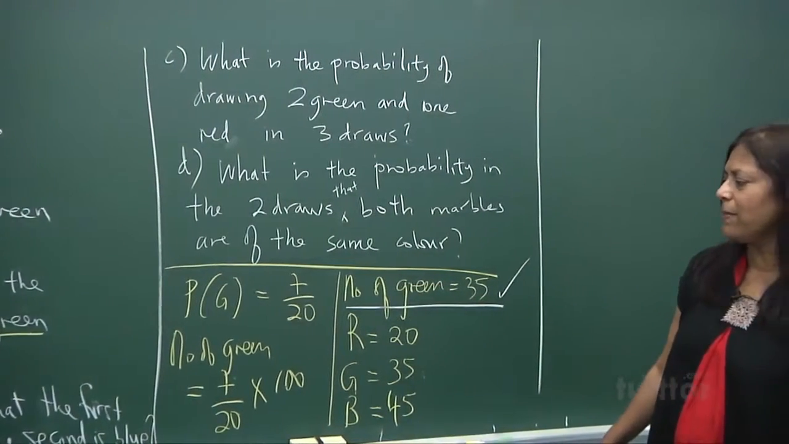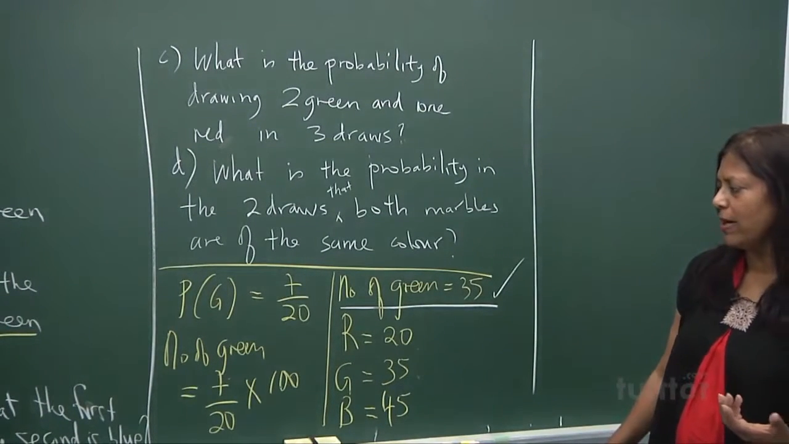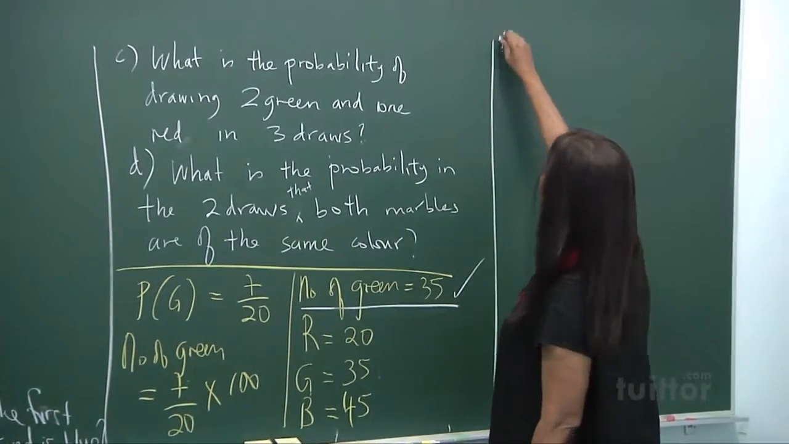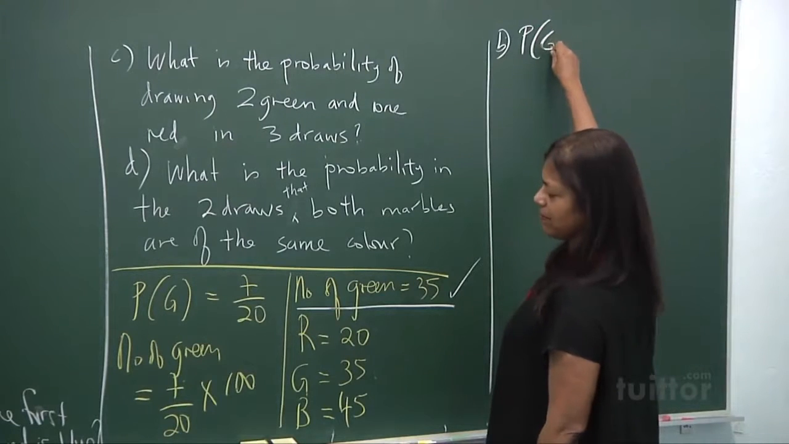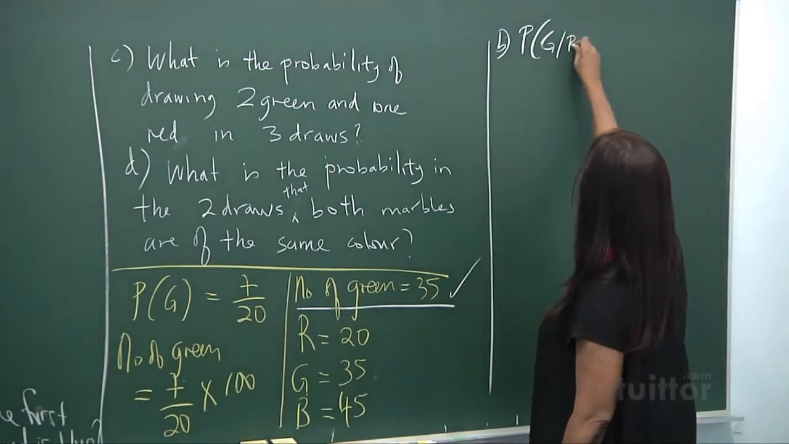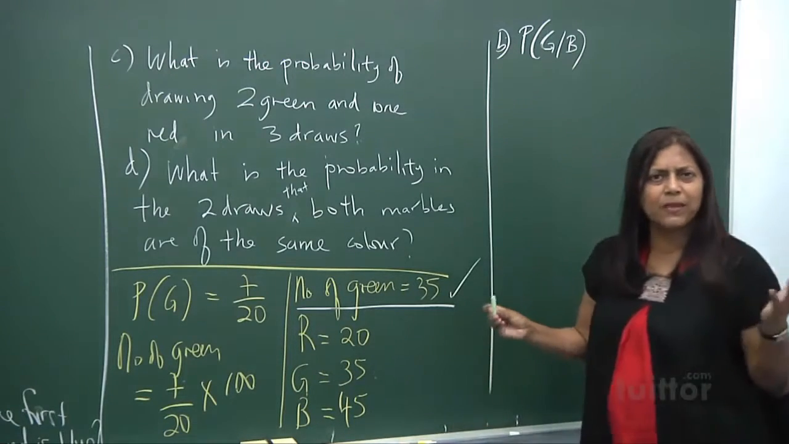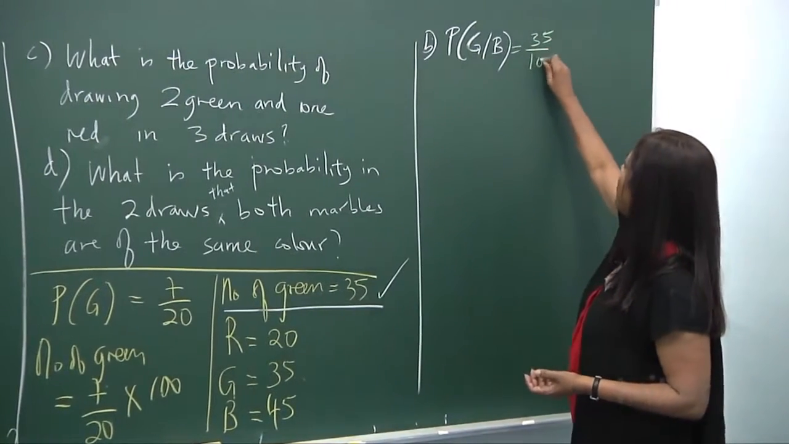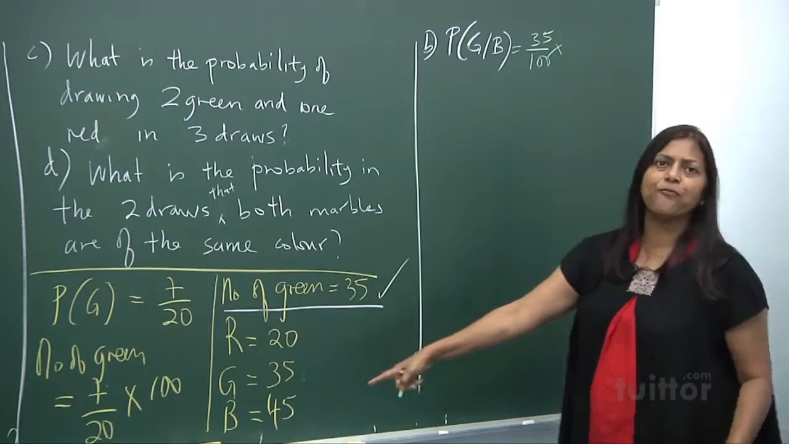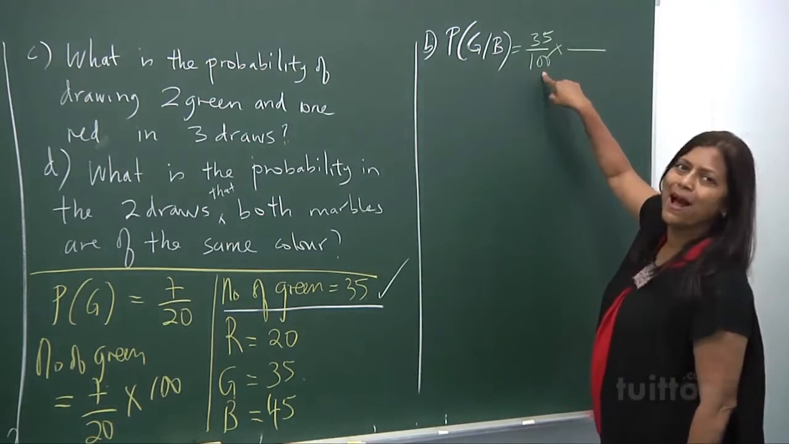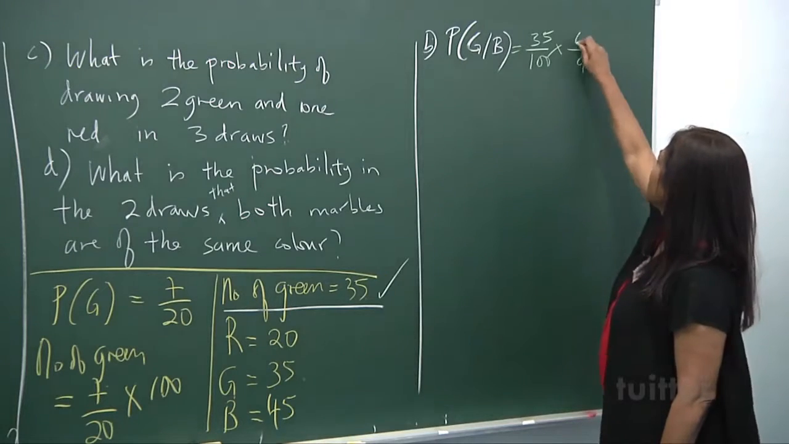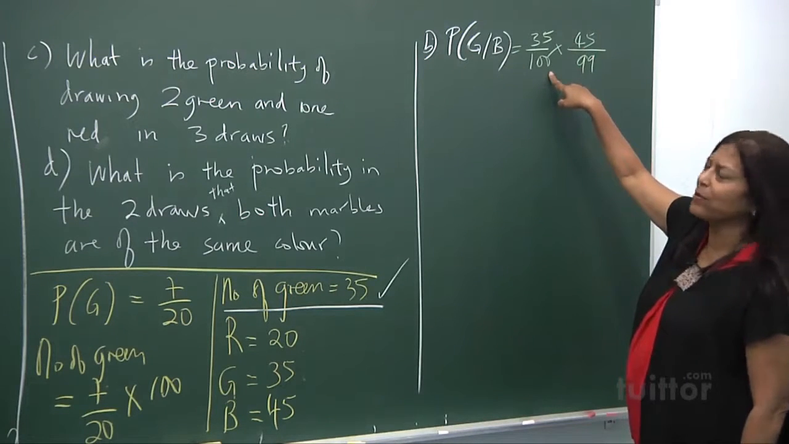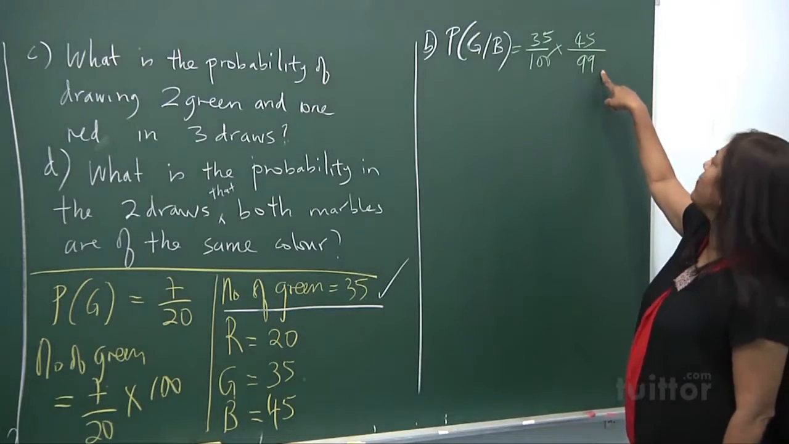Now, the next part, what's the probability that the first marble drawn is green and the second is blue? All right, B. The probability of getting a green first, followed by a blue. What's the probability of getting a green? She's got 35 out of 100. And then followed by a blue. The blue is 45. And now that she's taken 1 out, she's got 99 left. So you've got 35 over 100 for green, 45 out of 99 for blue.